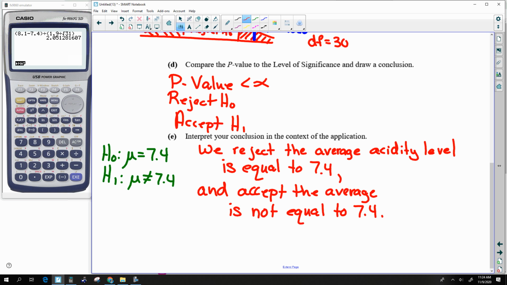So we reject that the average is equal to 7.4 and accept that the average is not equal to 7.4. Just say the words. Interpret the symbols into English words. And that's all you got to do.